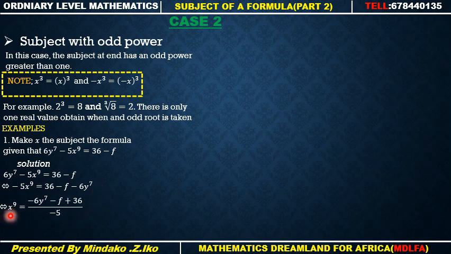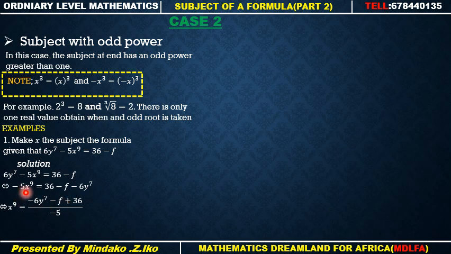So now we have x power 9 equal to negative 6y power 7 minus f plus 36 divided by negative 5. So this is what happened before arriving at this point. Since negative 5 is disturbing this x power 9, we are going to divide all through by negative 5, since the equation is talking about making x the subject, not negative 5x power 9 the subject. So we are not interested in this negative 5 here.